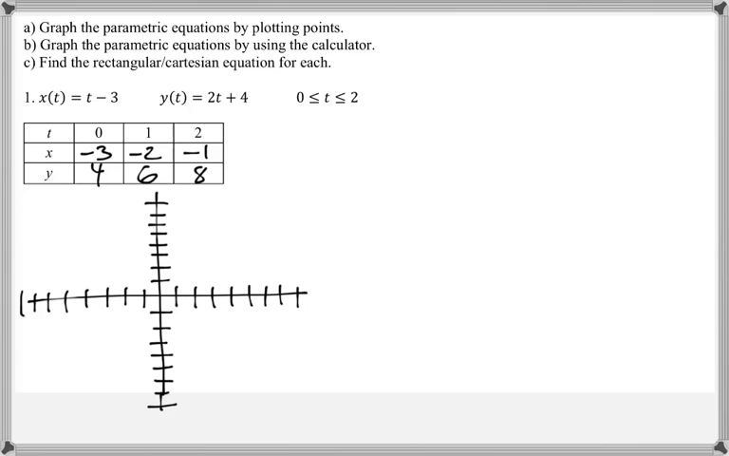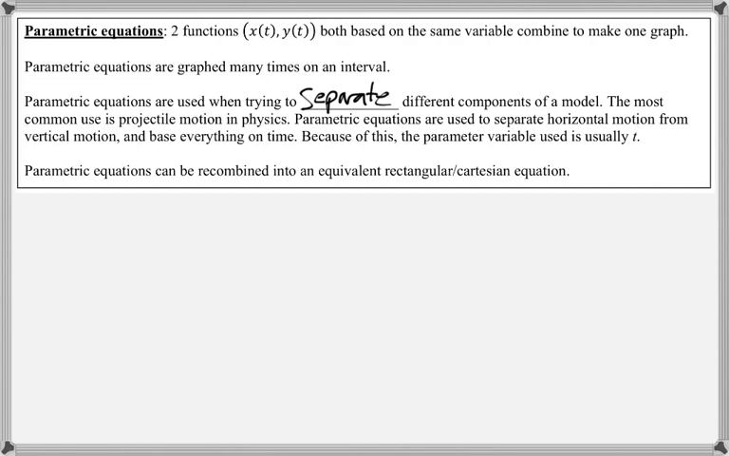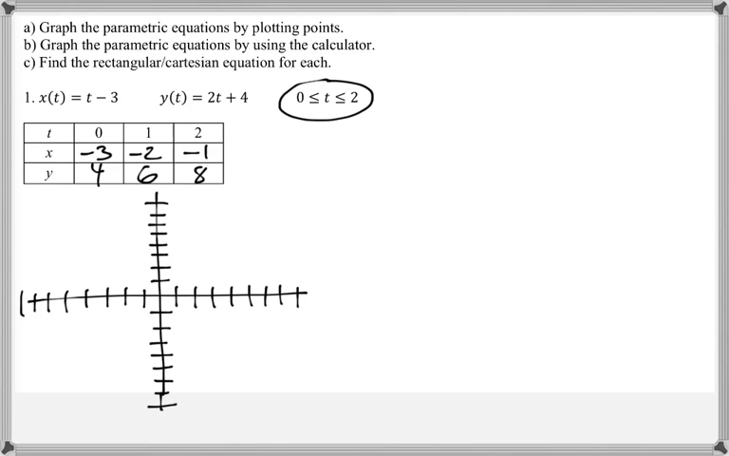Okay, so one more thing I forgot to mention is what this t between 0 and 2 means. Like I talked about, parametric equations are graphed many times on an interval. So they're not considering it for all values. They're just considering it between 0 and 2. And that's why we're only plugging in these values between 0 and 2. So our graph is only going to be defined from 0 to 2. We're not looking at 3 and we're not looking at negative 1.